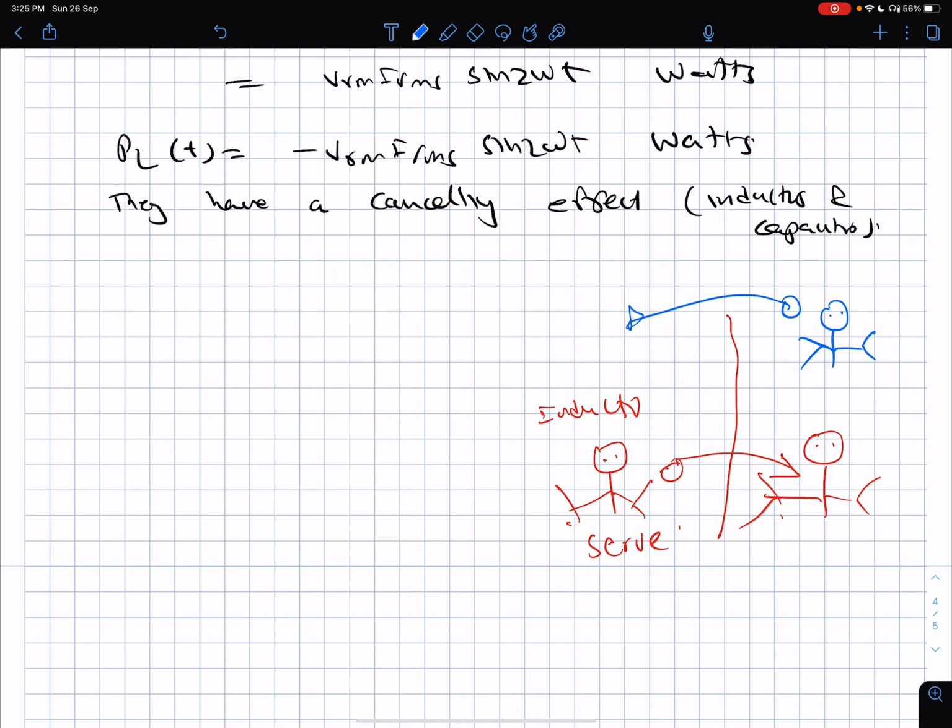The service starts from here, and the receiver is here. That's all. Other than that, they are playing identically. There is no problem. If they have the same reactance values and are connected to the same source, they play identically. But if here the inductor starts the service, then here the service starts at the other end. That's why they have a cancelling or phase opposition effect going on.